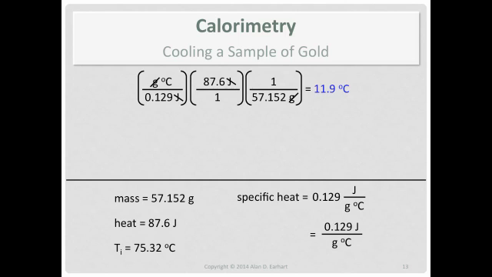So that's our final temperature. It's cooling down, so we're going from 75.32 to 11.9 degrees Celsius, right? Wait, hang on. That's not the final temperature. In the mathematical formula, it's change in temperature. What we've done is calculated the change, not the final temperature.